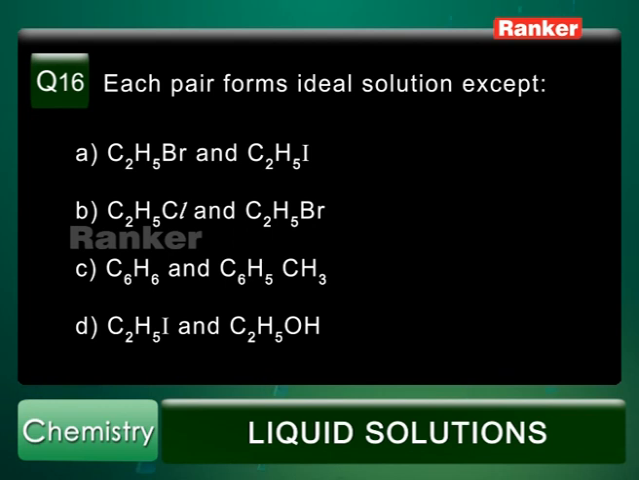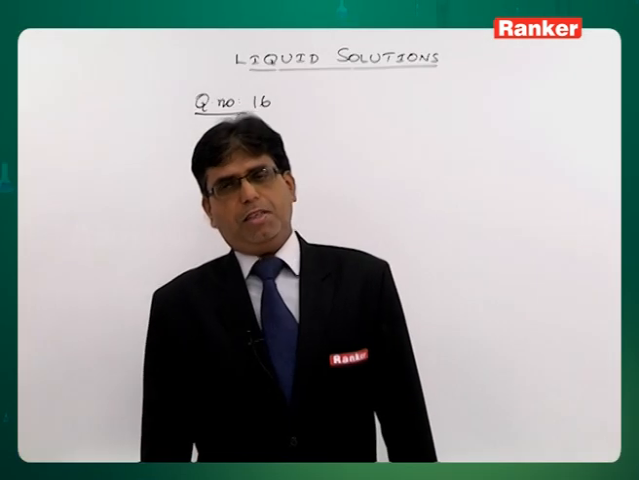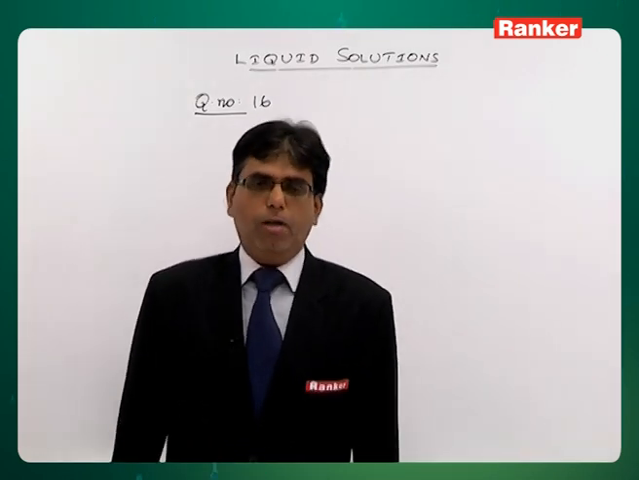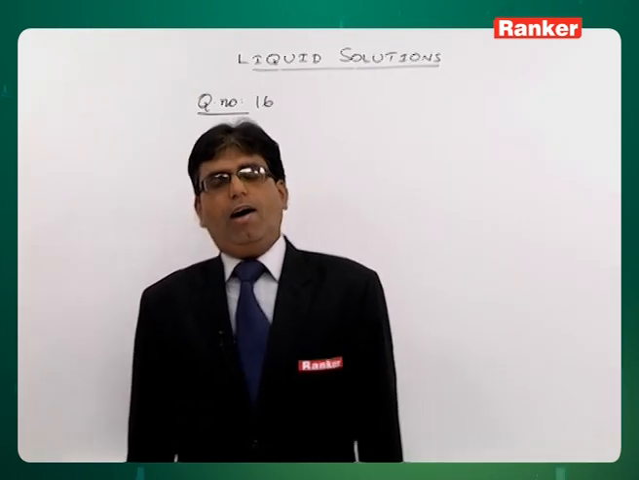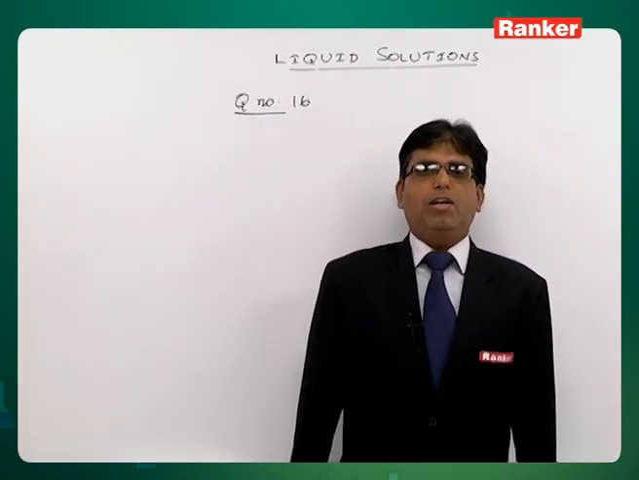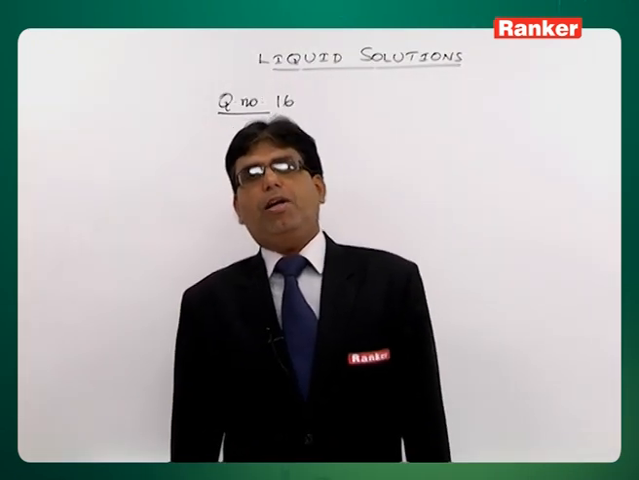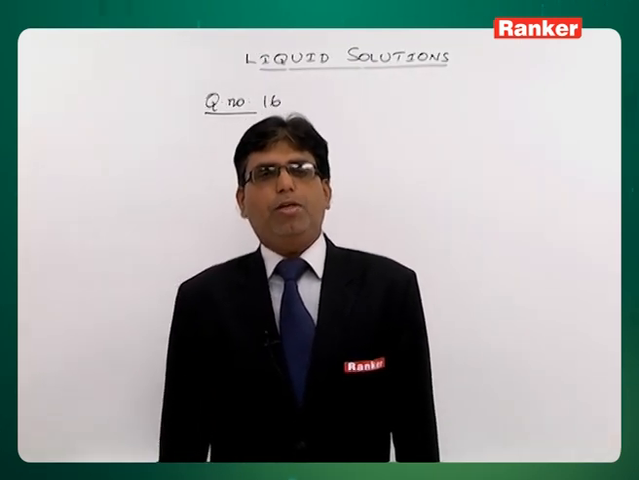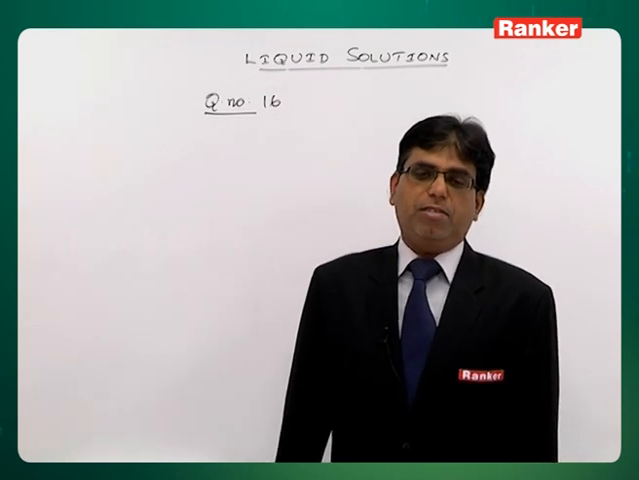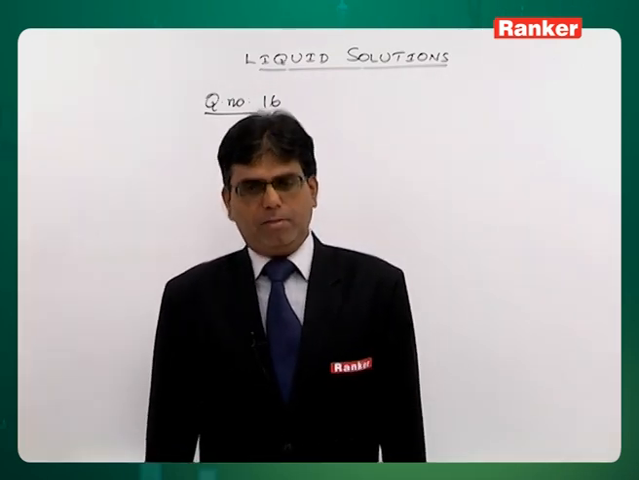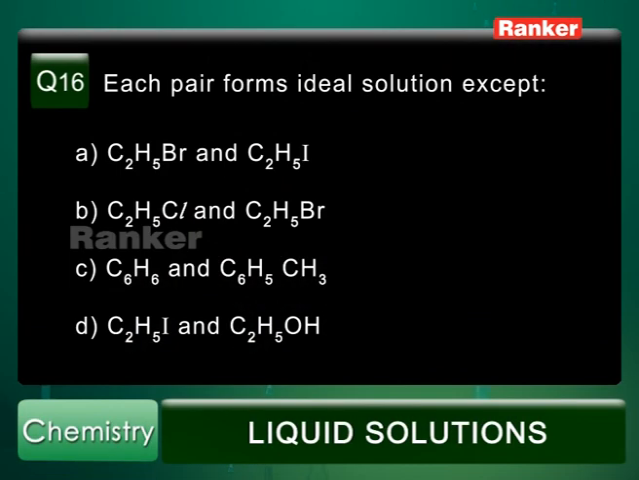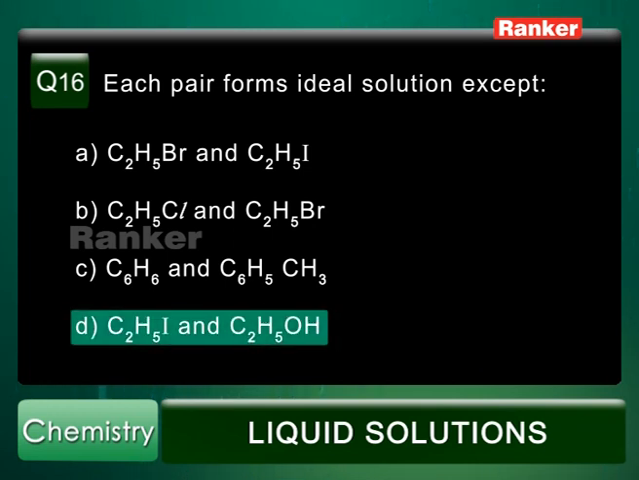But when you come to option D, that is ethyl iodide, which is an alkyl halide, and ethyl alcohol, which is an alcohol. Between alkyl halide and alcohol, we cannot expect any similarity in their intermolecular forces. Not only intermolecular forces, either, physical and chemical properties are going to vary very much. Therefore, such kind of dissimilar pairs. The first 3 are similar pairs, but the last one is a dissimilar pair, and that kind of dissimilar pair cannot form an ideal solution. So, the answer must be option D.